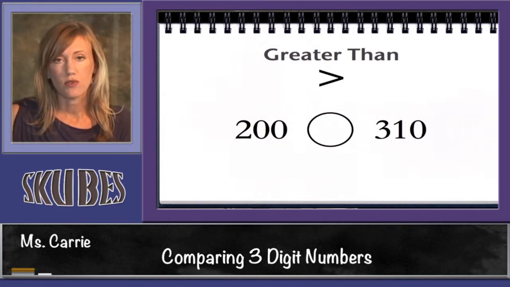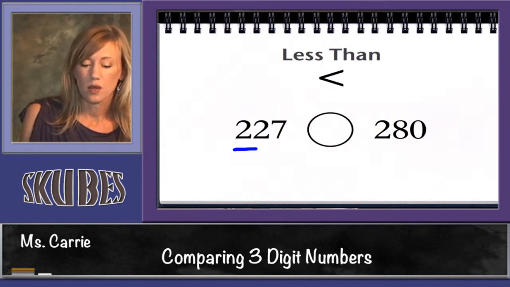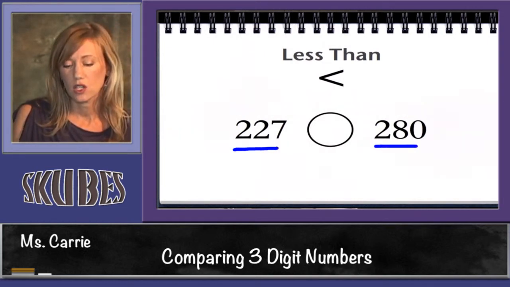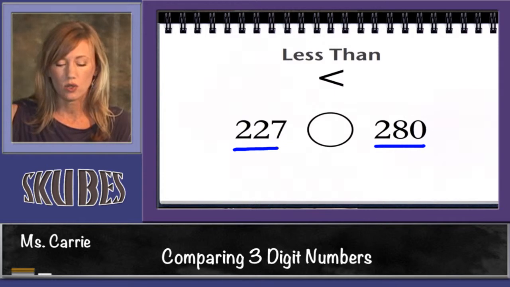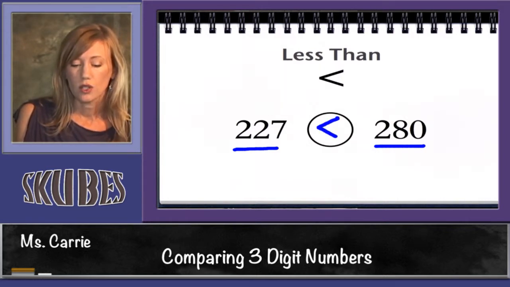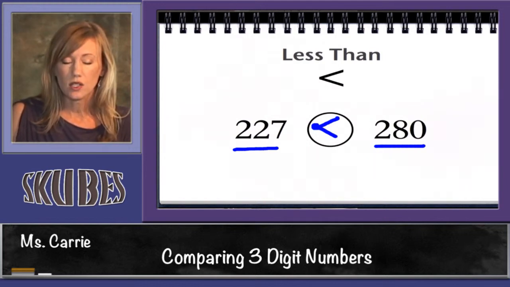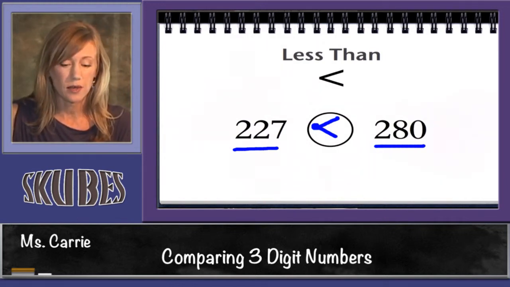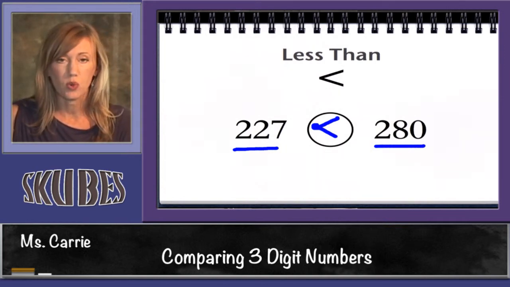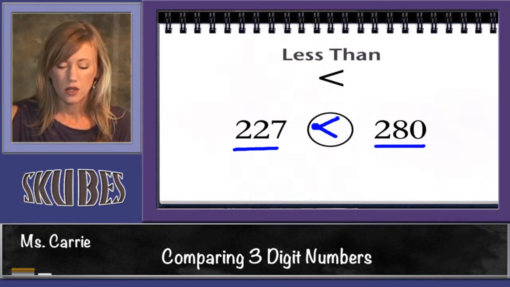We also have a symbol for less than. It's the same symbol, it just depends on where the point is pointing and where the mouth is pointing. When we look at the numbers 227 and 280, we know that 227 is less than 280. And our less than symbol looks like this. When the point right here is pointing to the smaller number, that's when we use that symbol. The mouth on this side is still pointing to the bigger number, but the point is pointing to the smaller number.